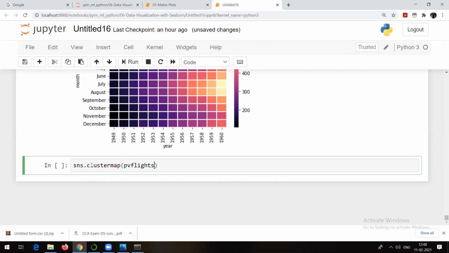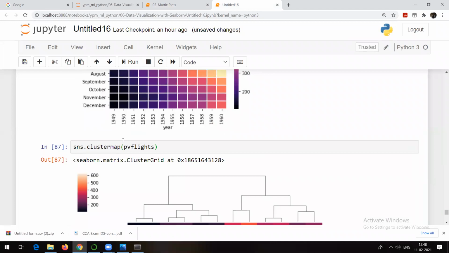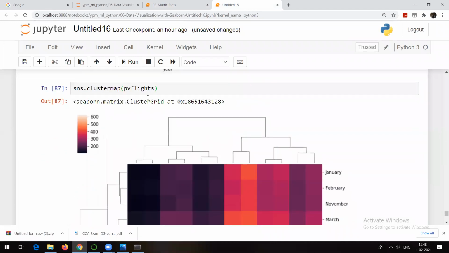So we have the data PV flights. If I run it, you will be able to see something like this. Now, what is this cluster map graph? What is this cluster map plot?